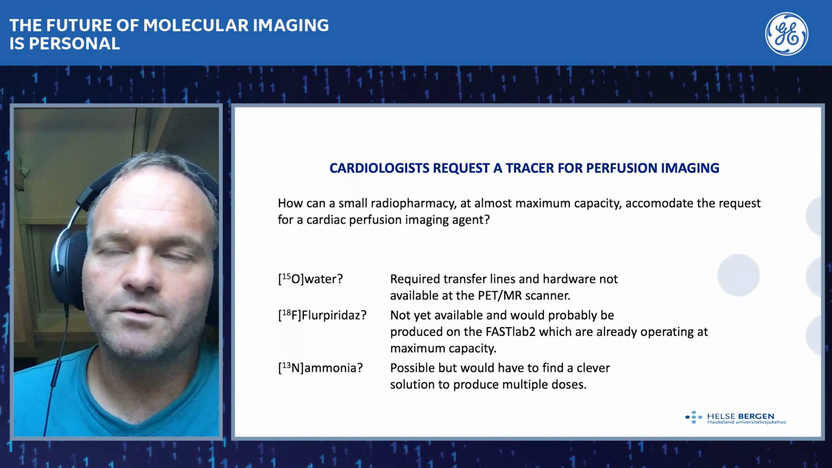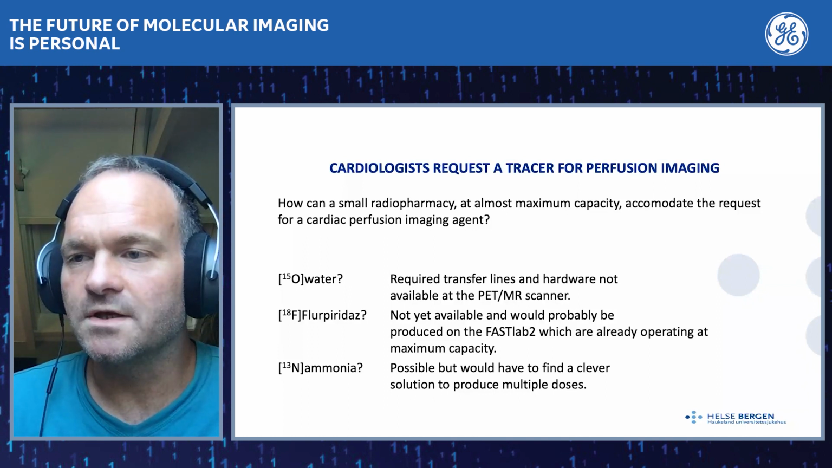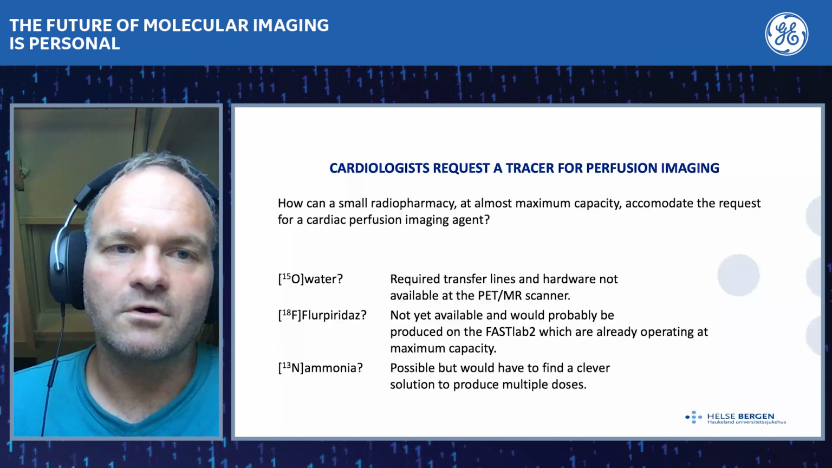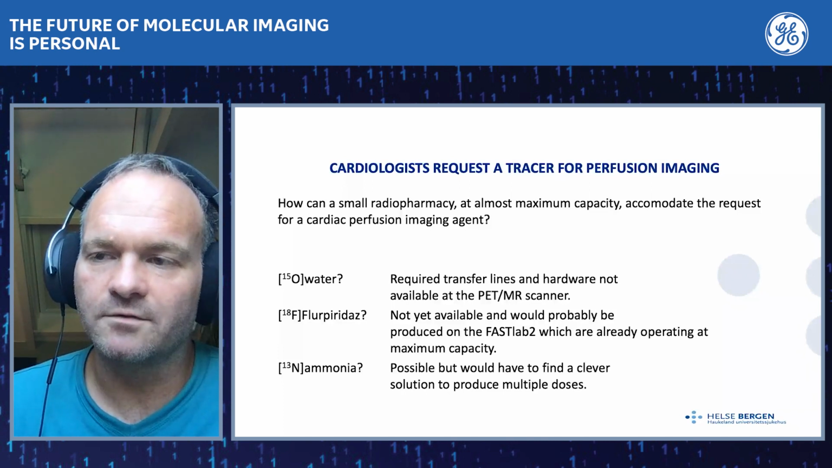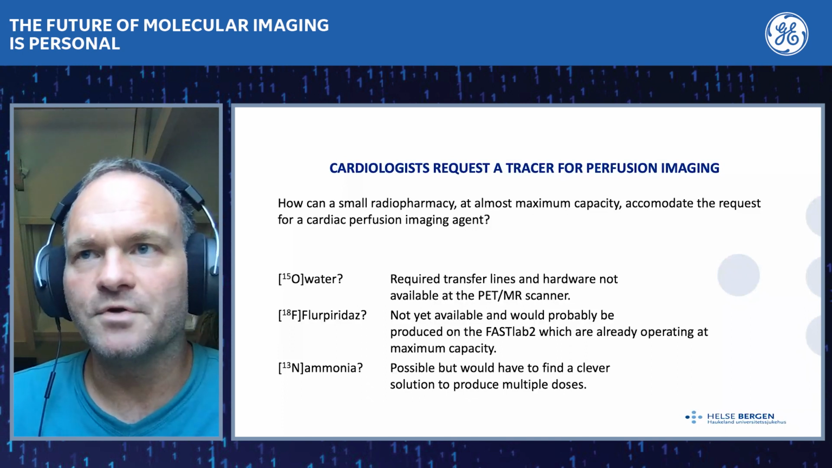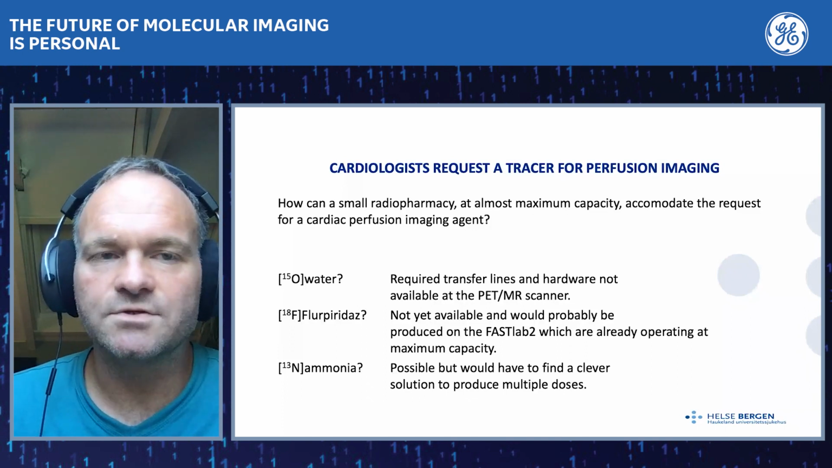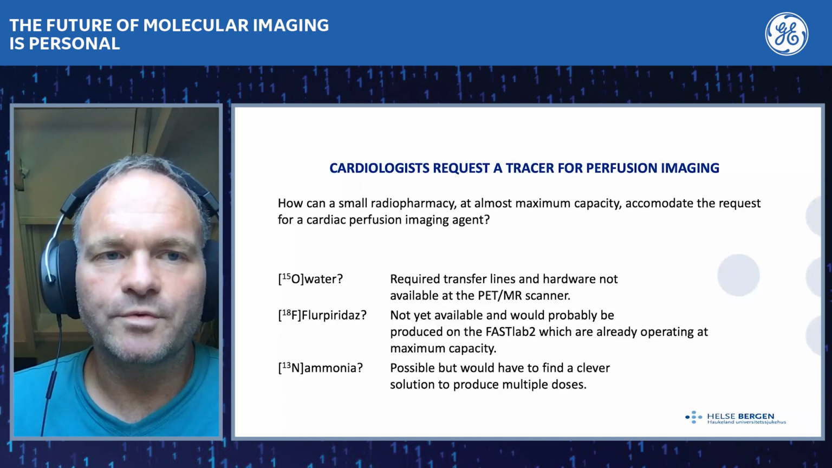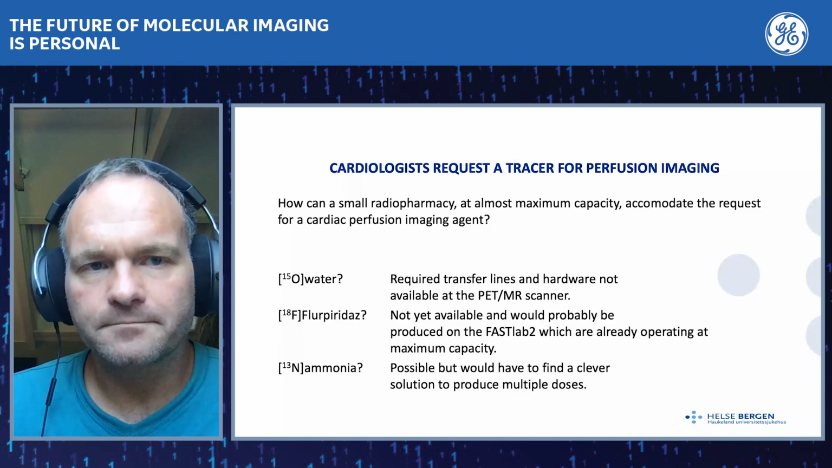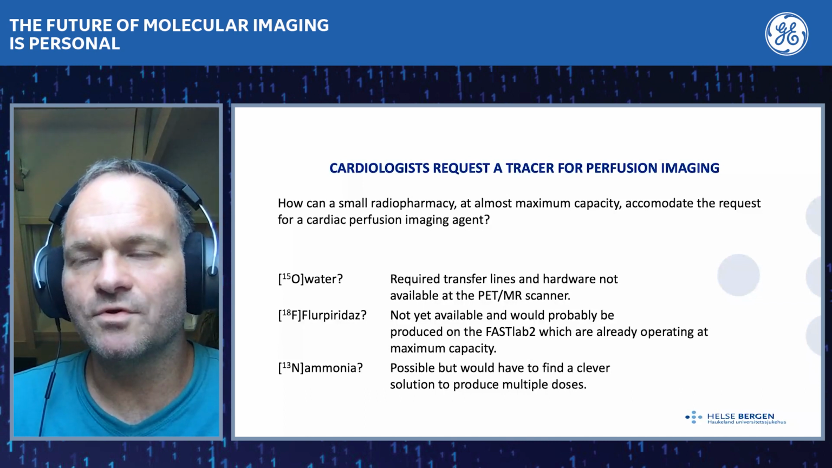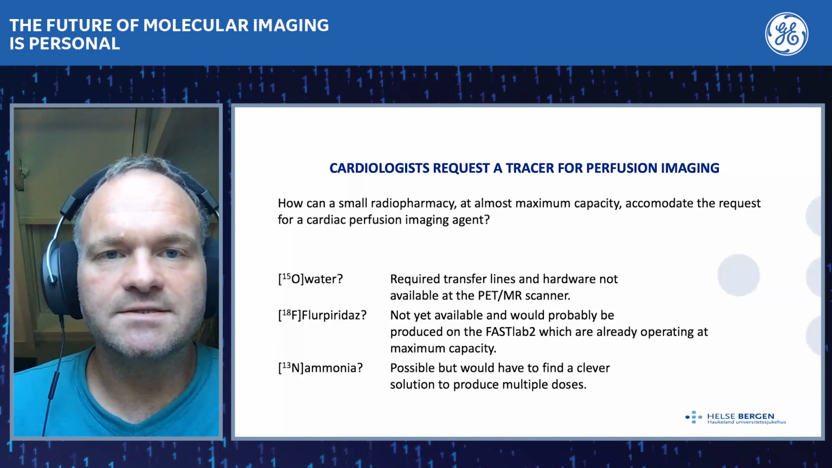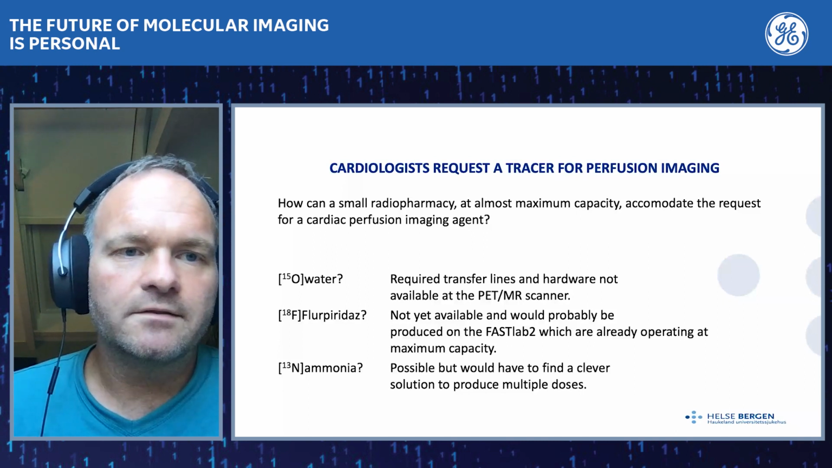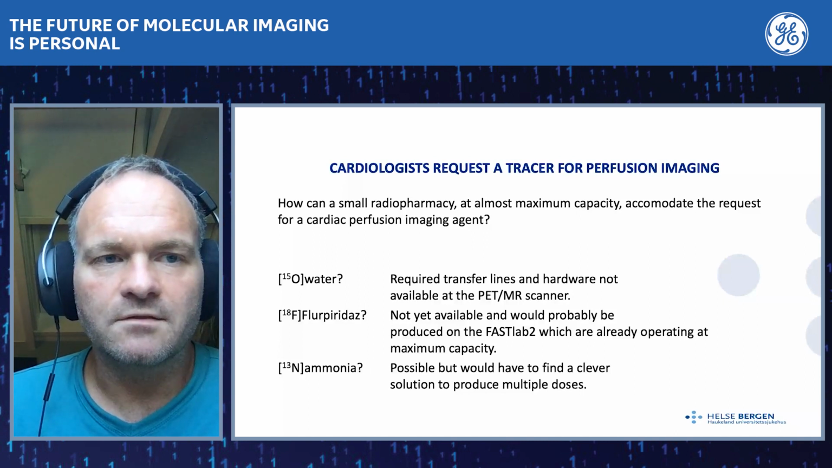So O15 water, which is an excellent tracer, we did not have the required infrastructure or hardware available at the PET-MR scanner, which is the desired modality to use for these cardiac examinations. There's another tracer, F18 flurpiridaz, which could be produced at the FastLab 2, which is already at capacity, but that tracer is not yet available. And another option is then N13 ammonia.